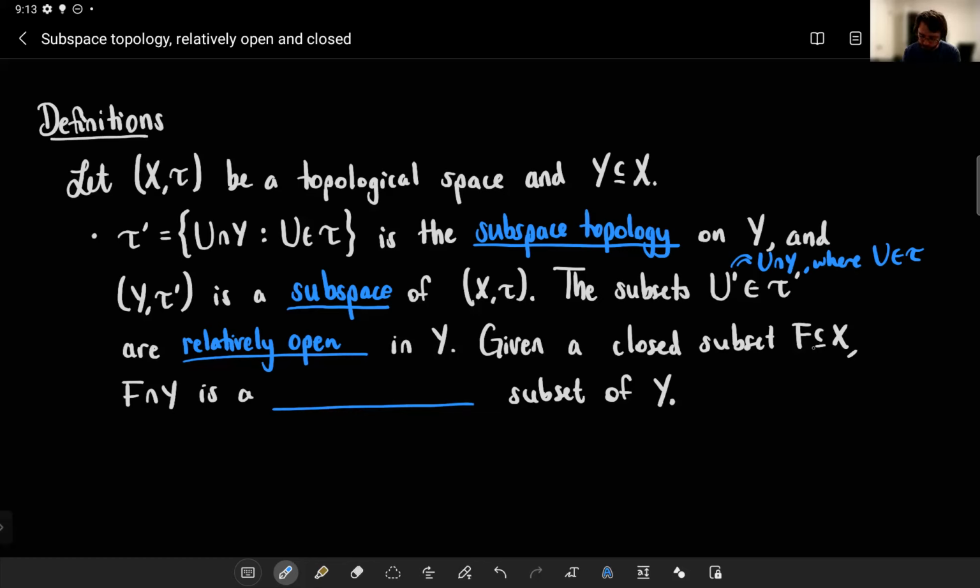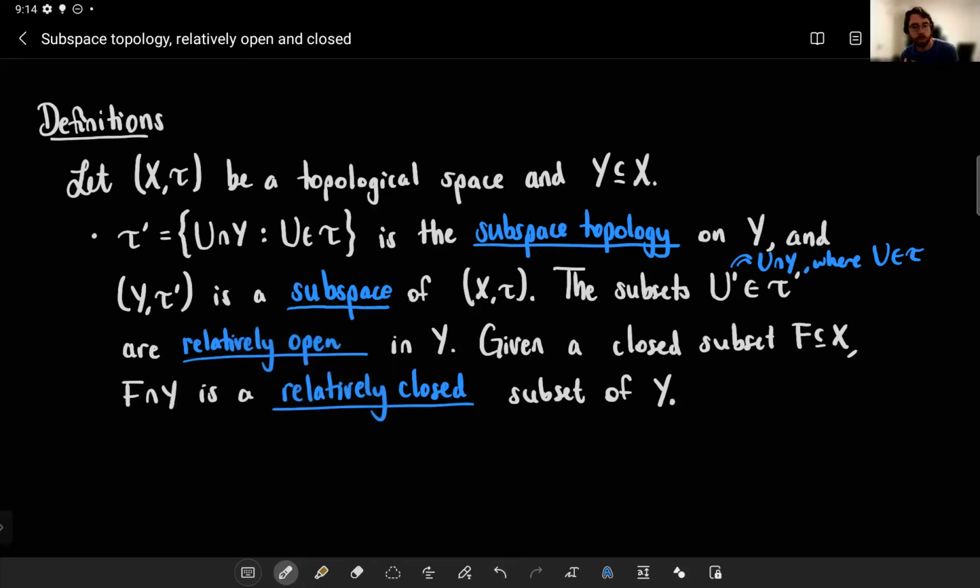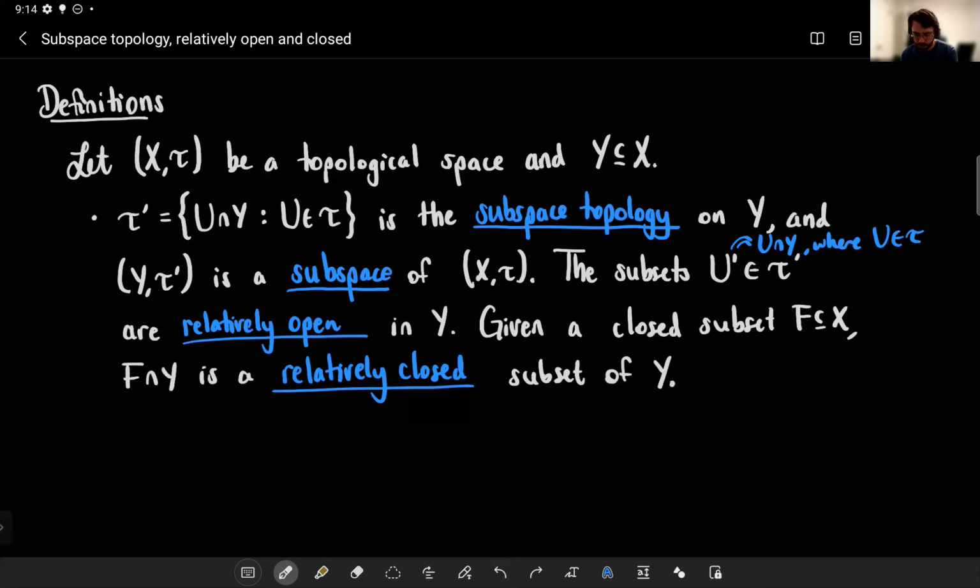Similarly, if you take some closed subset of your larger space X and intersect it with Y, then you get what's called a relatively closed set in Y. Okay, so quite a few definitions, but they're all related to the same thing. They all come back to just remembering what tau prime is, the subspace topology. Okay, so let's see some examples where this can be used.